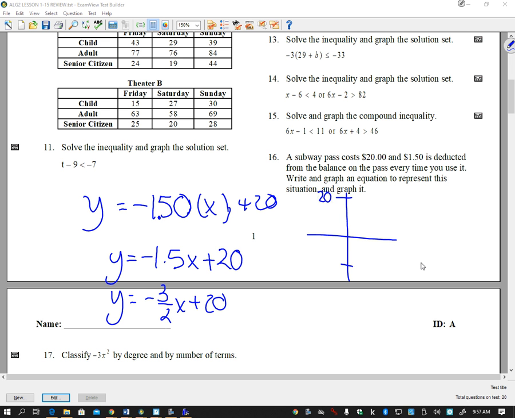Are we good there? All right, so down 3 over 2, down 3 over 2, that type of thing. We should get a line that looks like that. Questions on that? Sorry, hopefully I didn't mess you up with the whole negative 20 plus 20. Okay, that's 16. From there we have 19.